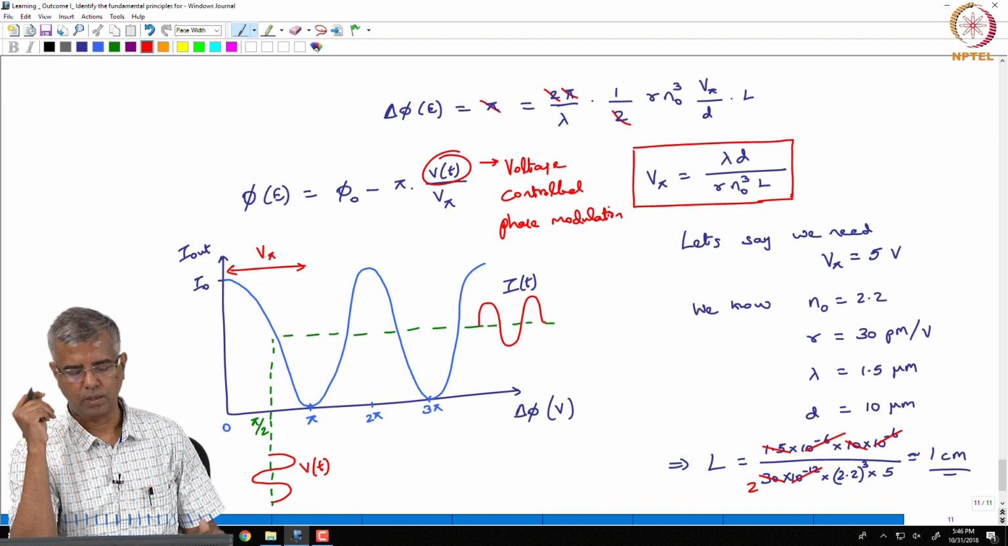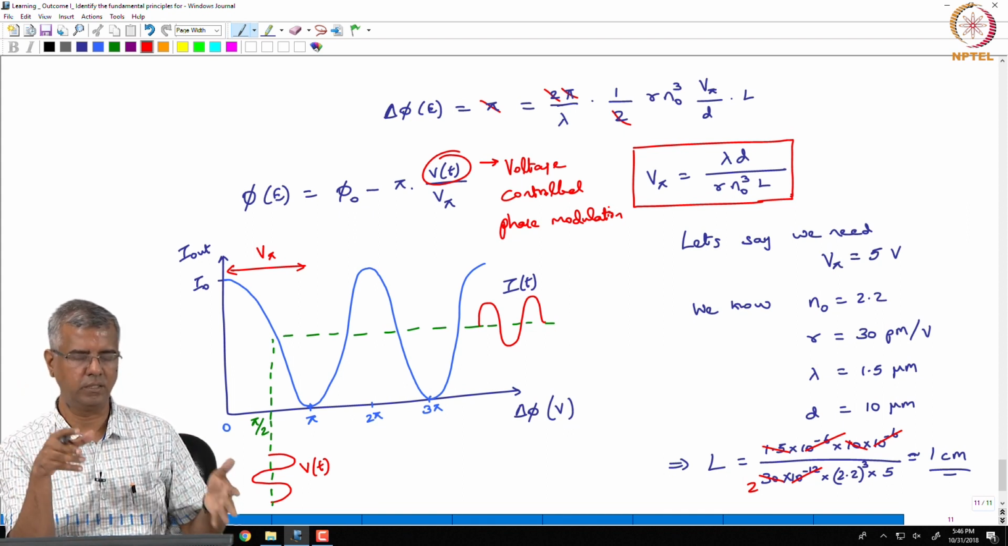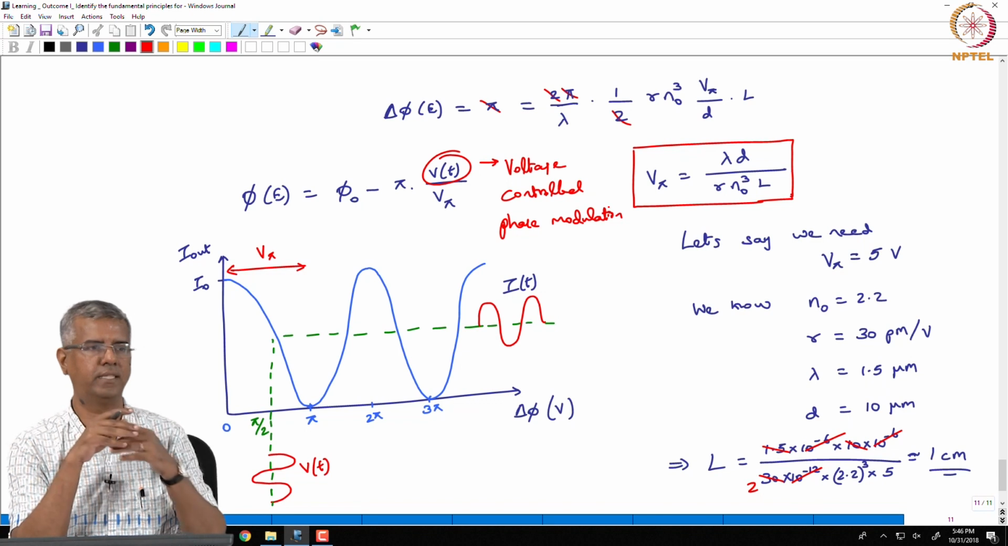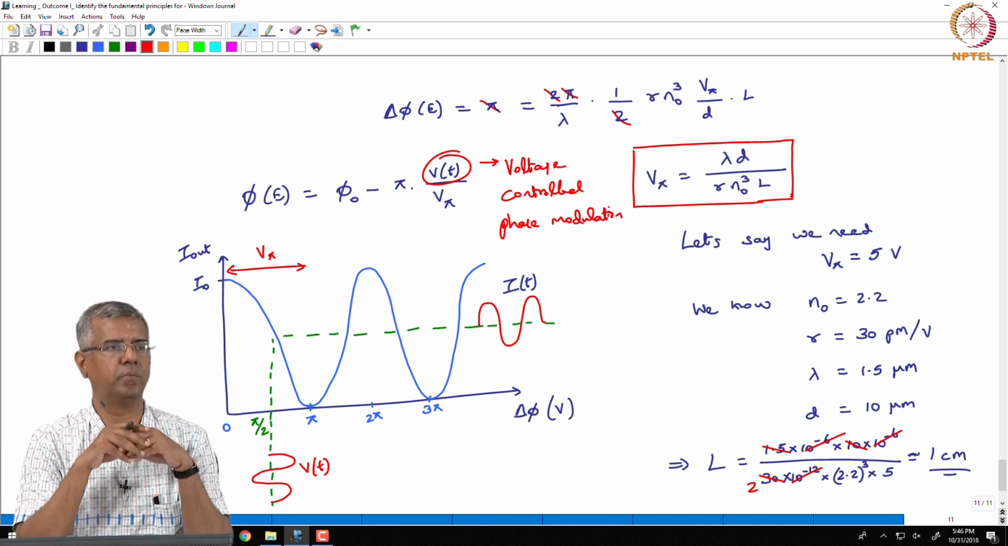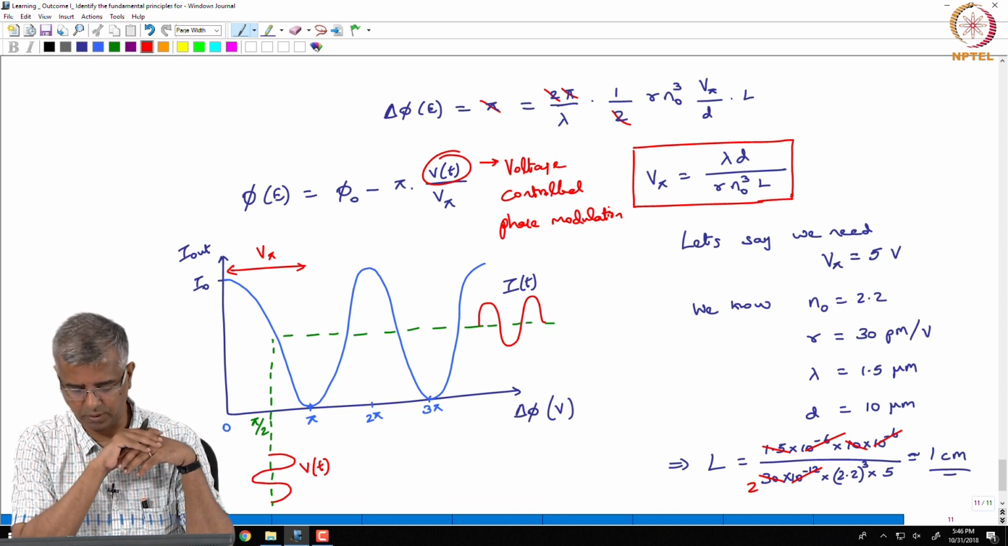So, if you are interested in phase modulation, you can just use the lithium niobate modulator as it is. You do not need to put it inside a Mach-Zehnder interferometer. Okay. So, you can achieve direct phase modulation.